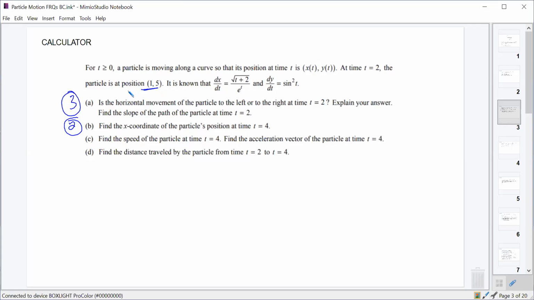And then for part C, we didn't do part C last time. We did some of it. Okay, well, we'll just start part C. So for part C, we were finding the speed of the particle at t equals 4.